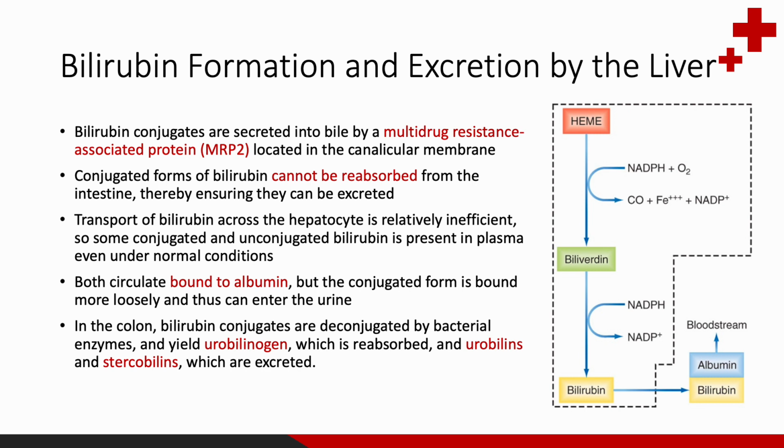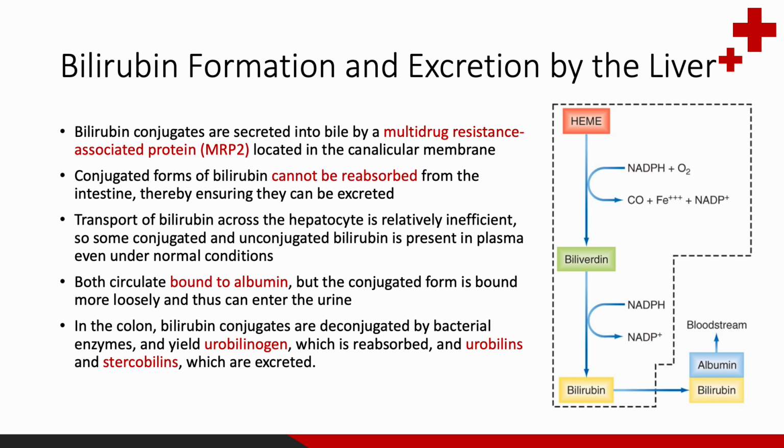Bilirubin conjugates are then secreted into bile by a multi-drug resistance associated protein, or MRP2, located in the canalicular membrane. At this point, conjugated forms of bilirubin cannot be reabsorbed from the intestine, thereby ensuring they can be excreted. Both conjugated and unconjugated bilirubin circulate bound to albumin, but the conjugated form is bound more loosely and thus can enter the urine.